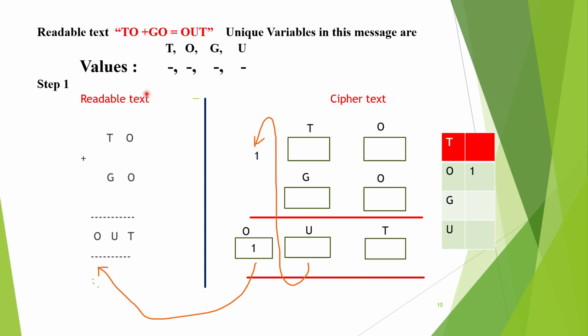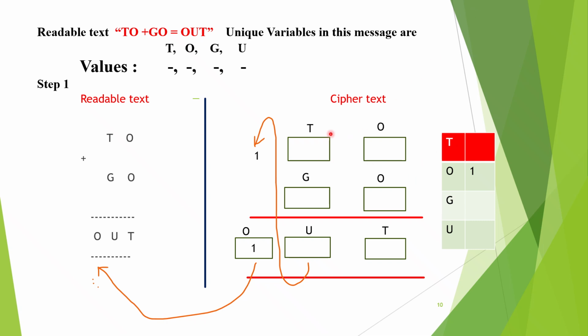And we are going to assign the domain, or set of values, to these unique variables. Now the readable text is on the left side and the ciphertext on the right side. Draw the equivalent boxes for all variables on the left side. Draw one box for T, one box for O, one for G, again one for O, again one for O, U, T. Draw one table with all the unique variables. Now we are going to assign values to all these unique variables.